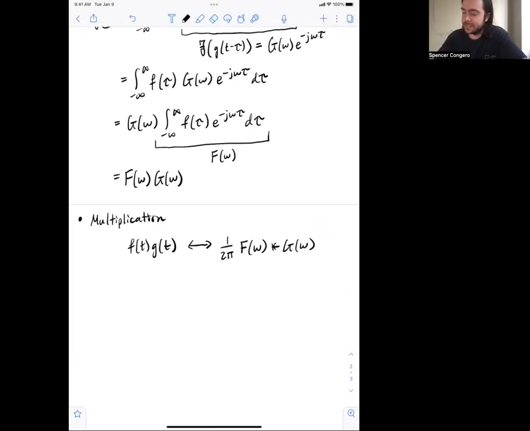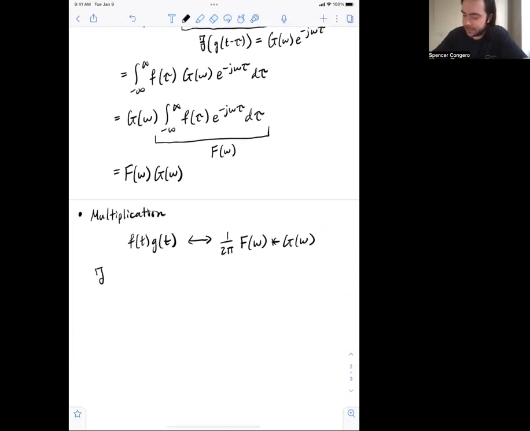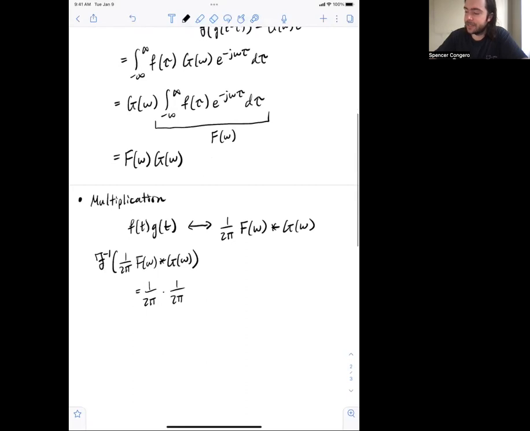All right, so let's prove this. It's going to be pretty similar. I'm actually going to start with the convolution side. I'm going to take the inverse Fourier transform of 1 over 2 pi F of omega convolved with G of omega, and I want to end up with f of t times g of t. So what do I get? Well, I have my 1 over 2 pi, that constant right there, times, now I'm going to get another 1 over 2 pi from this inverse Fourier transform formula. This is our inverse Fourier transform formula of F of omega convolved with G of omega.